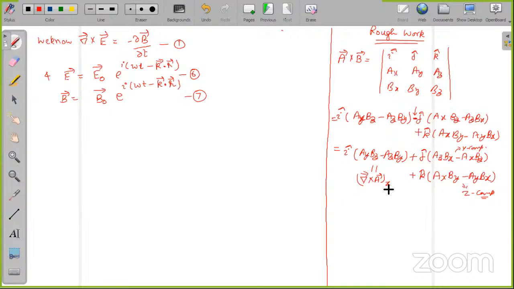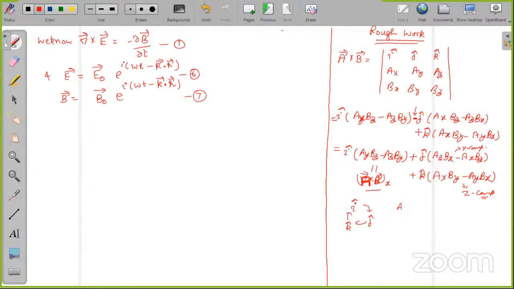Now, how to write these? I want to remember these things. Sorry, I wrote it wrongly as del cross A. It is the X component of A cross B. For any two general vectors, A and B, this can be written. Now, I want to make a cyclic rule. This is called the cyclic rule. What comes after I cap? It is J cap. What comes after J cap? It is K cap. So, it will be like this.